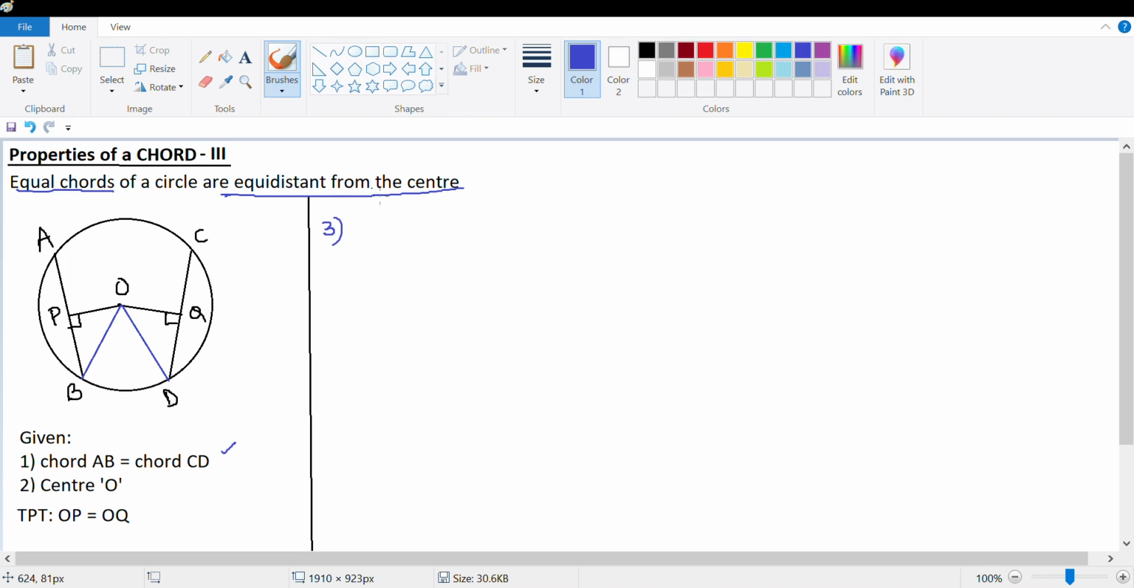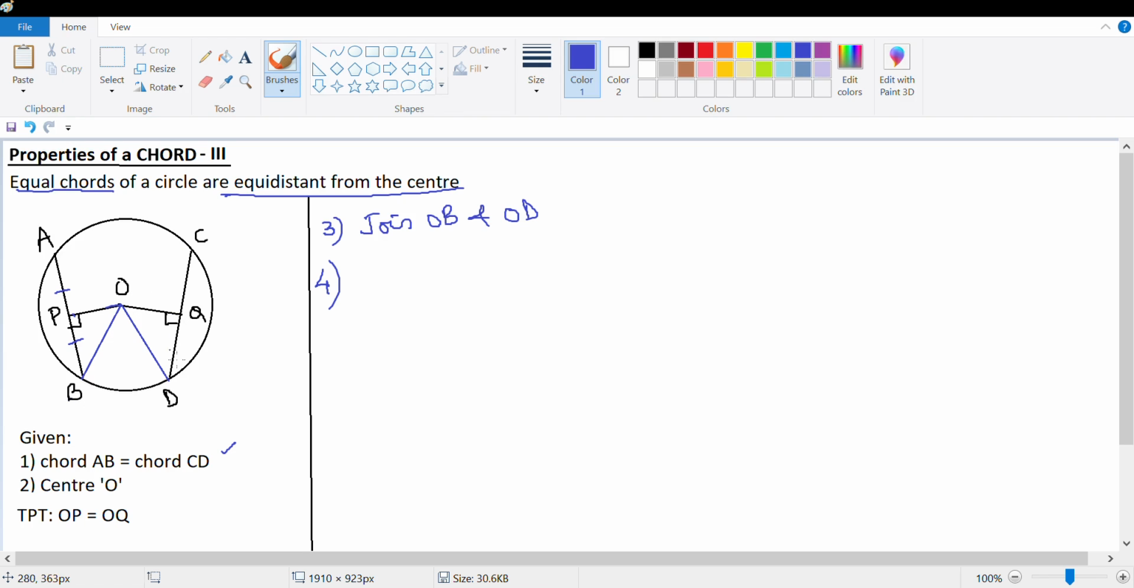This proof is in your syllabus, so you should definitely know it. Let's start. So join OB and OD. Good. So what we have is, let's see. If I apply the previous property, OP is perpendicular to AB, which means it's bisecting AB into two equal halves, which means AP and PB are equal.